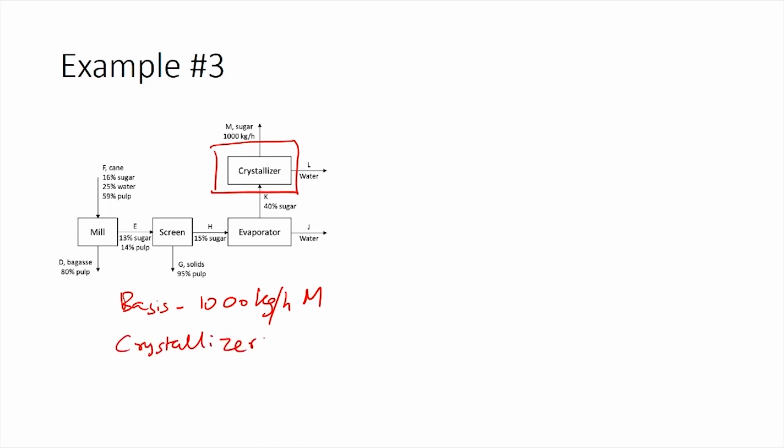We need to now write the total balance and the component balances for the crystallizer. The total balance would be input equals output, assuming that the process is at steady state, and because it is a non-reactive process, generation and consumption terms go to 0. The total balance will then be written as K equals L plus M. We know the value for M, we do not know the values for K and L. Now, let us write a component balance.